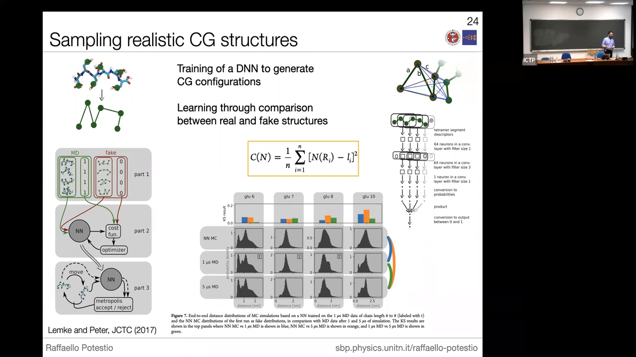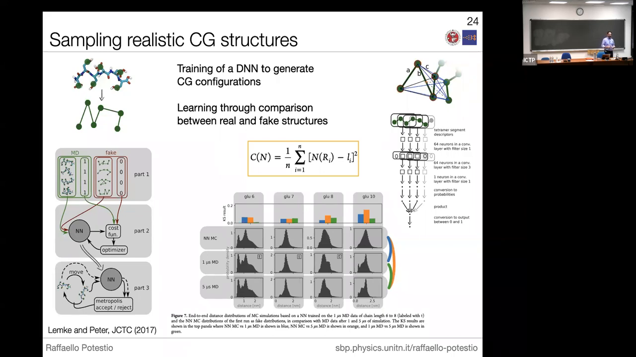So for example, if you have a network trained so as to distinguish between configurations of a polymer that are realistically representative of a protein and those configurations that are not, what you have obtained is a classifier that tells you the probability, the likelihood, that a certain structure is a protein or it is not.